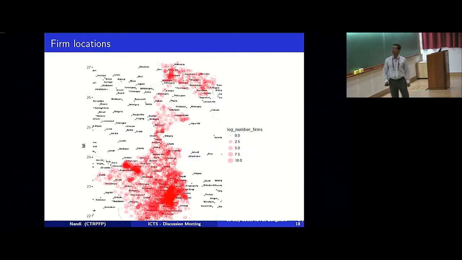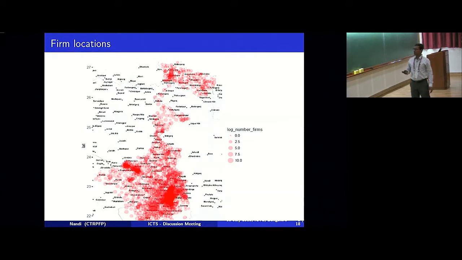In my data set, I use data from 2010-11 to 2016-17. There are annually 1,80,000 firms. Most of them are very small, as you will see in the next slide. And this is the map of West Bengal. As you can see, these firms are scattered everywhere.